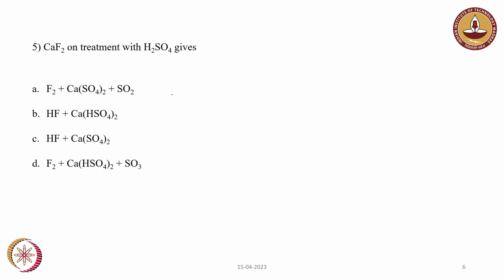Next question is CaF2 on treatment with H2SO4 gives. Option A is F2 plus CaSO4 twice plus SO2. Option B is HF plus Ca(HSO4)2. Option C is HF plus CaSO4 twice. Option D is F2 plus Ca(HSO4)2 plus SO3.